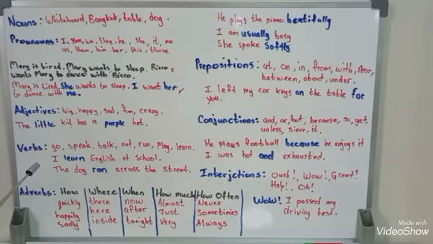Going on to verbs. Now, verbs are action words. They show what someone or something is doing. So we have go, speak, talk, eat, run, play, learn, fight. So have a look at the sentence here. I learn English at school. And the dog ran across the street. So the words learn and ran would be the verbs, the action words. And once you understand verbs, you can move on to adverbs.